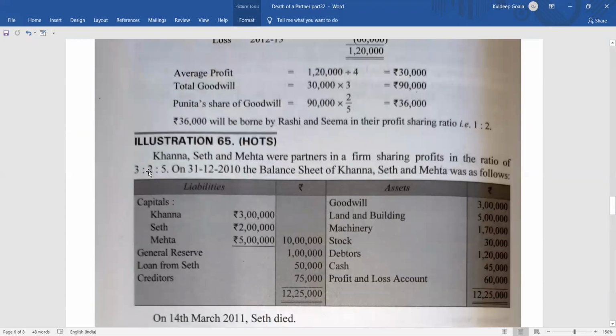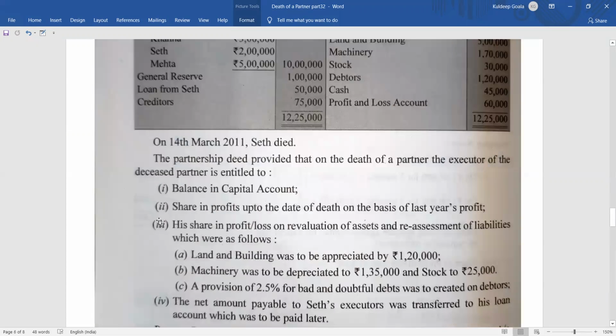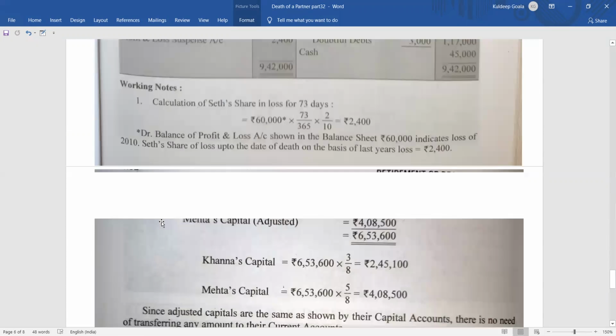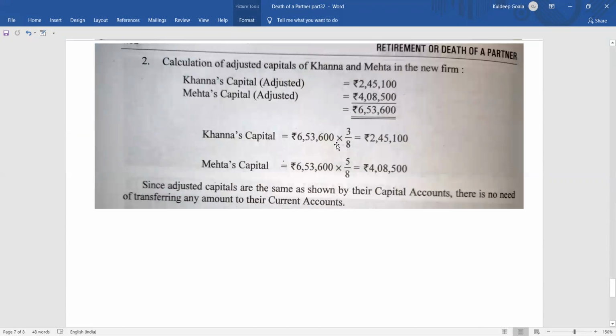3:2:5. So once 2 is over, that means 3:5, right? So in 3:5, if we divide 6,53,600 in the ratio 3:5, we can see that it will be 2,45,100 and 4,08,500, which is the same. Okay, the same as what is the adjusted capital. So nothing to do here, only you are going to keep the balancing.